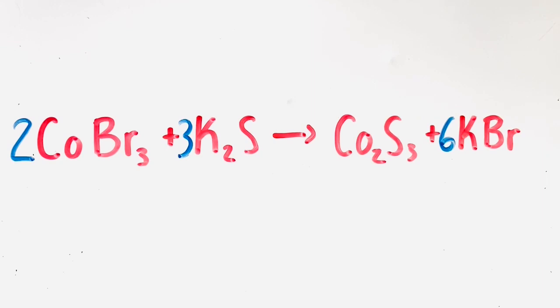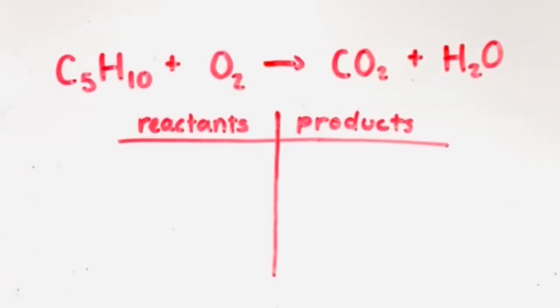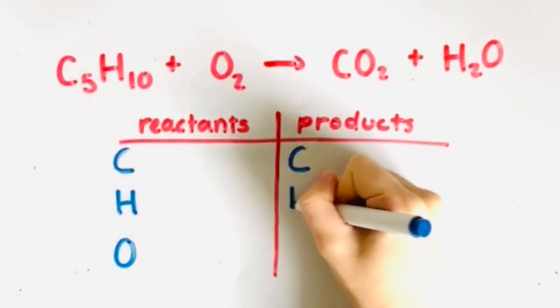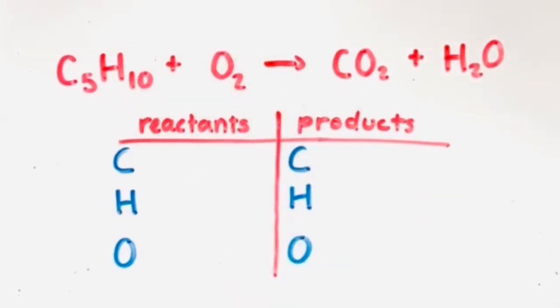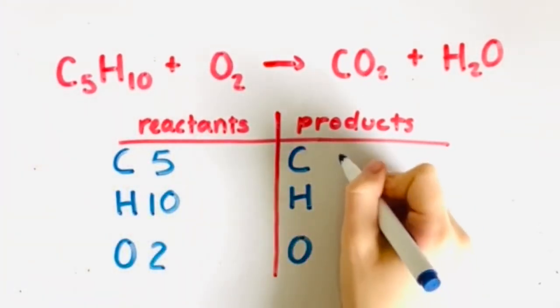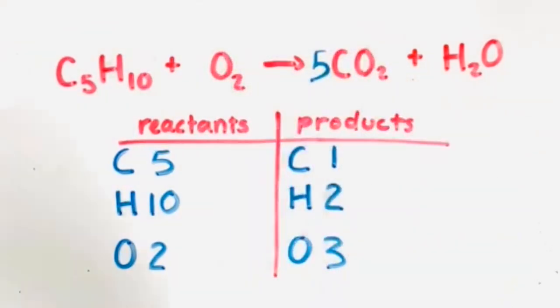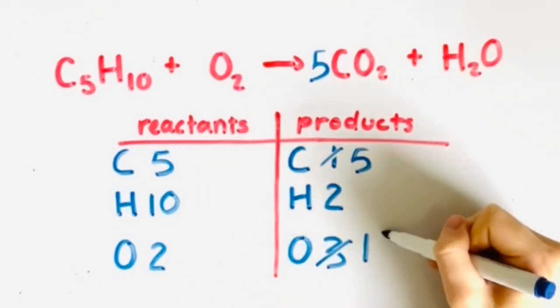What happens in a more complicated reaction with larger coefficients? Let's use a combustion reaction. Let's balance C5H10 plus O2 yields CO2 plus H2O. Both sides contain carbon atoms, hydrogen atoms, and oxygen atoms. First, list out how many of each atom are on each side. Since there are 5 carbon atoms on the reactant side, we will put a 5 in front of CO2. This changes the amount of carbon atoms to 5 and oxygen atoms to 10, which creates 11 oxygen atoms total on the product side.